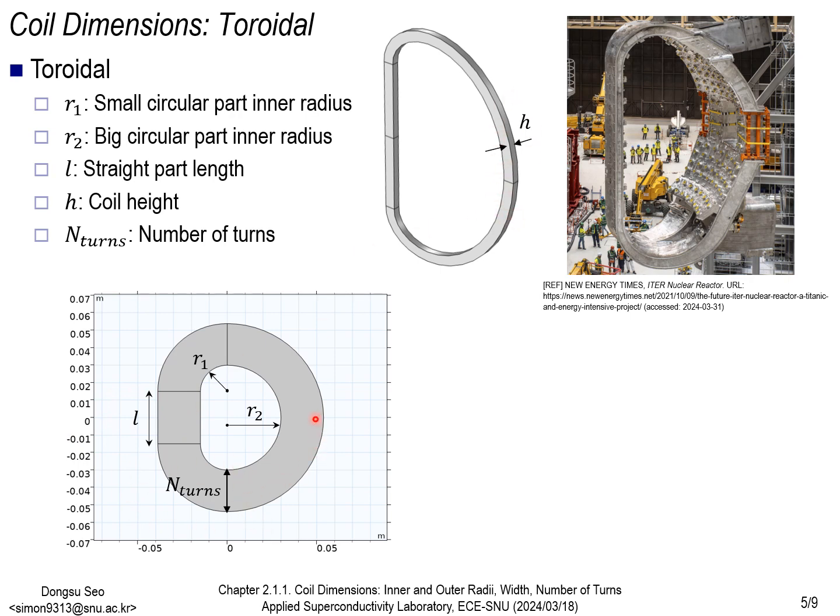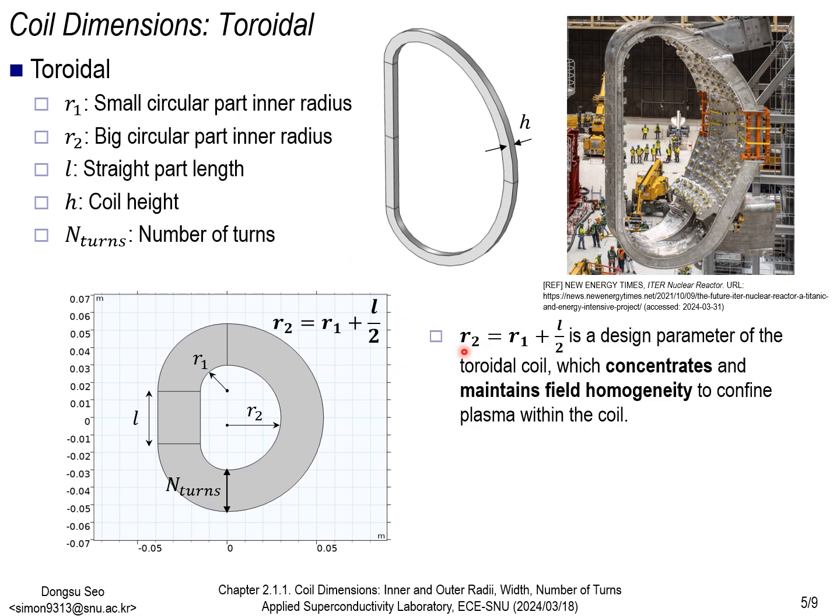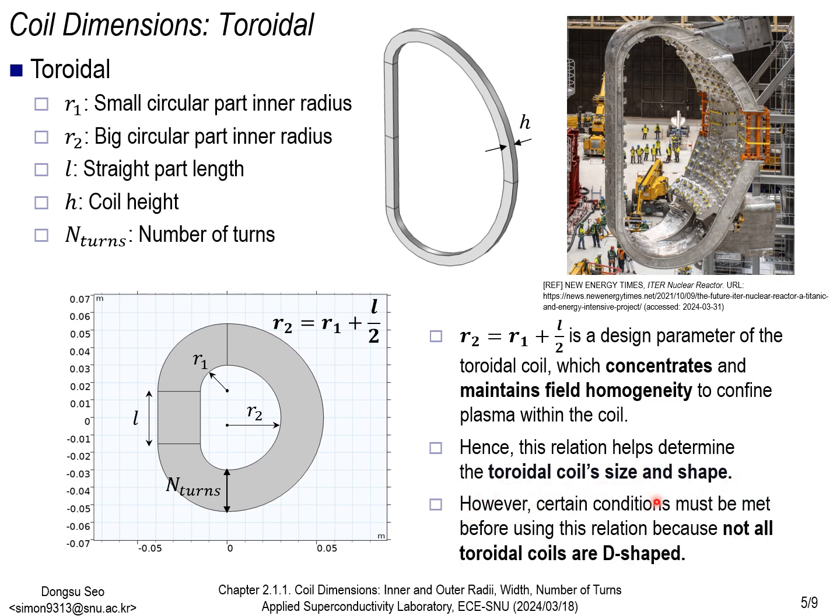Here R2, R1, and the length of the straight section L are related by the equation R2 equals R1 plus L divided by 2. The equation R2 equals R1 plus L divided by 2 is one of the design parameters of the toroidal coil. The coil aims to concentrate and maintain a uniform magnetic field to confine plasma within it. Thus, this equation is used to determine the size and shape of the coil. Since not all toroidal coils are D-shaped, the equation is only used under specific conditions.